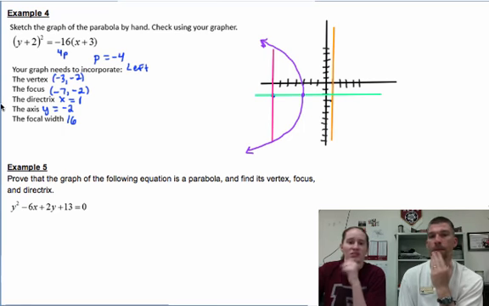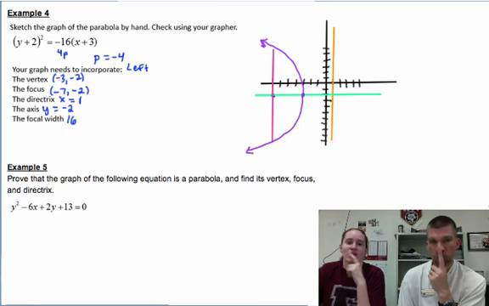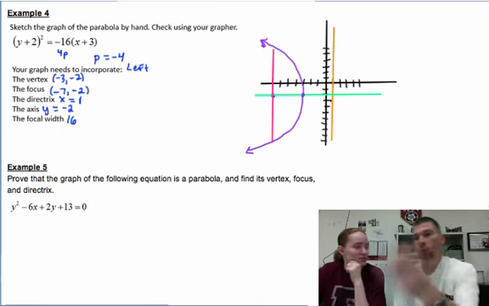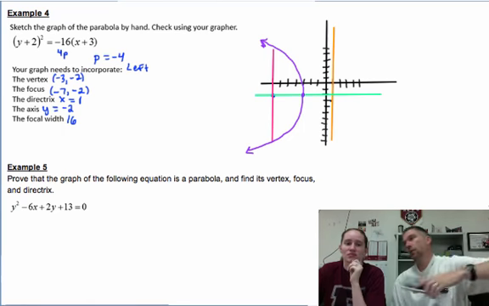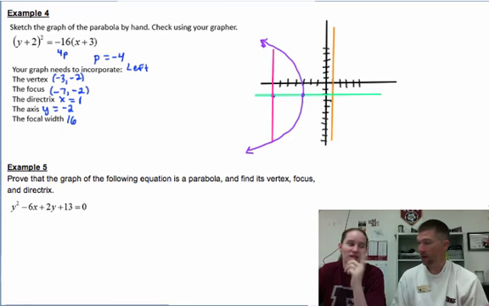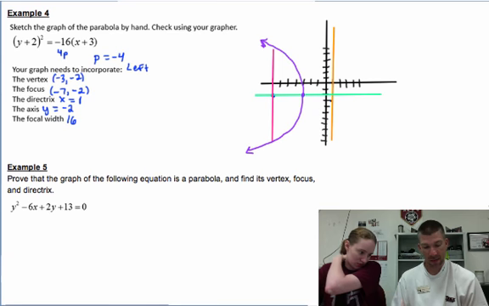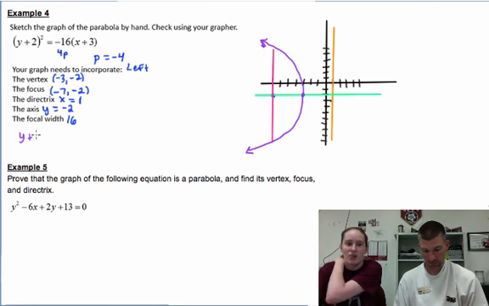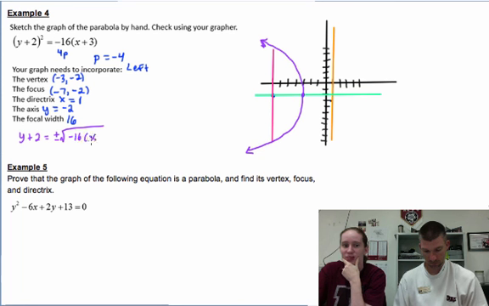Let's discuss really quick what we would have to do if we were to put this in our grapher. I believe if you have the old TI-Nspire, you can just put it in. I'll check that while you explain what to do on the 84. Right. We need to solve for y, so we have to take the square root of both sides. So I would have y plus 2 equals plus or minus the square root of -16 times (x plus 3).